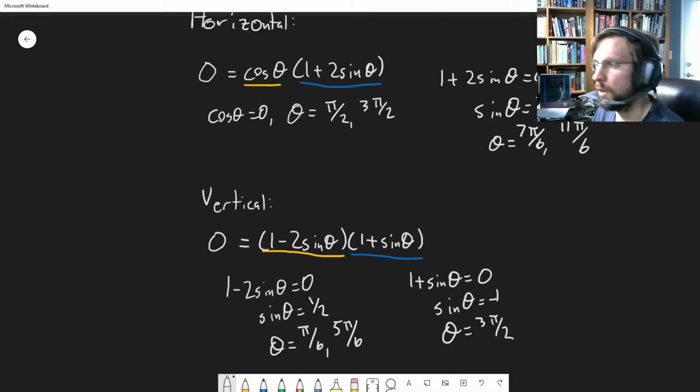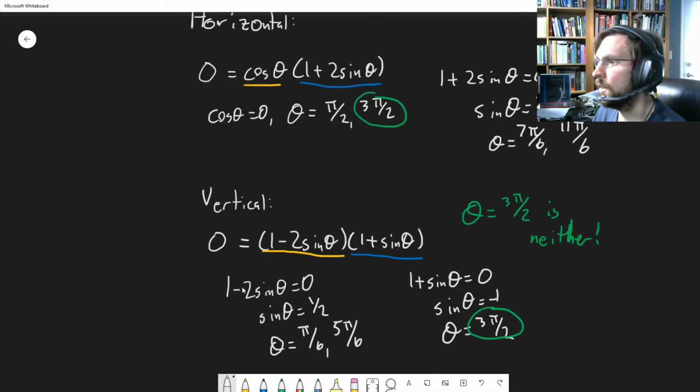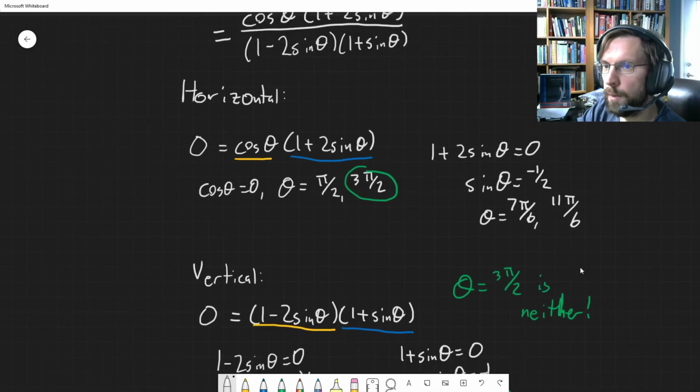Okay, so something I want to draw your attention to is notice theta equals 3 pi over 2 is on both lists. Since theta equals 3 pi over 2 is on both lists, it is in fact neither. Okay, so it's neither a horizontal tangent line nor a vertical tangent line. And let's go back and look at our graph to see why.